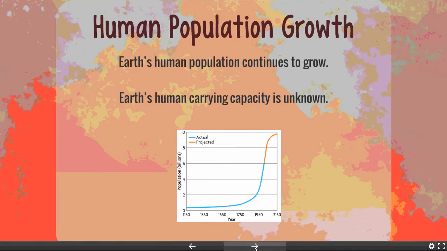All right, so human population growth. So our human population continues to grow on Earth, and the humans' carrying capacity is actually unknown. So currently we are in this state of exponential growth, but at some point we will eventually reach that carrying capacity. So while we are currently experiencing that period of exponential growth, we will eventually start to show a logistic growth curve.